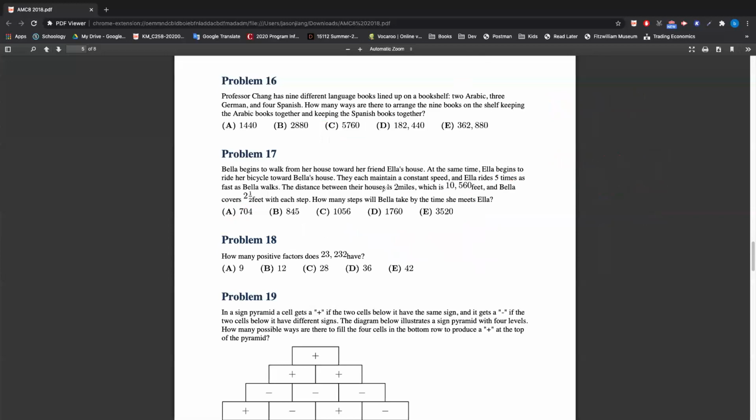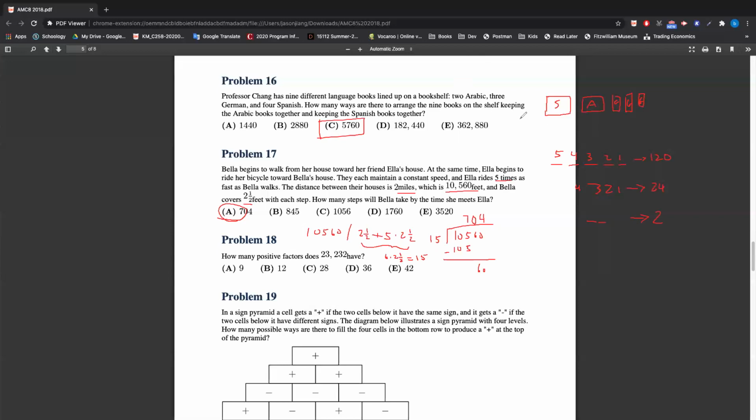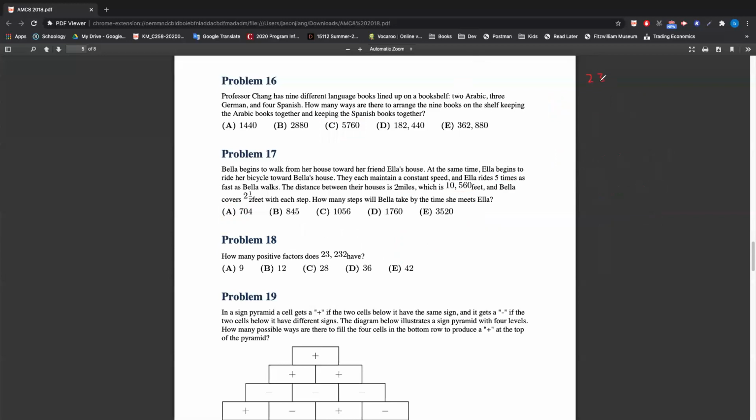Positive factors of 2, 3, 2, 3, 2. Okay. First thing we want to do is find the prime factorization, right? Let's start it up here. And we'll start a factor tree. We have 2. You can see that 2 divides it immediately. And take out another 2.